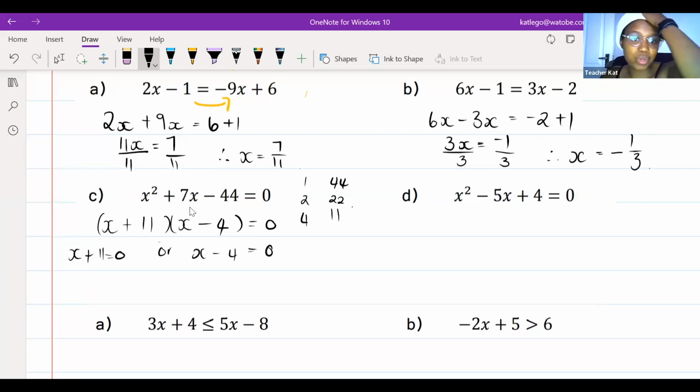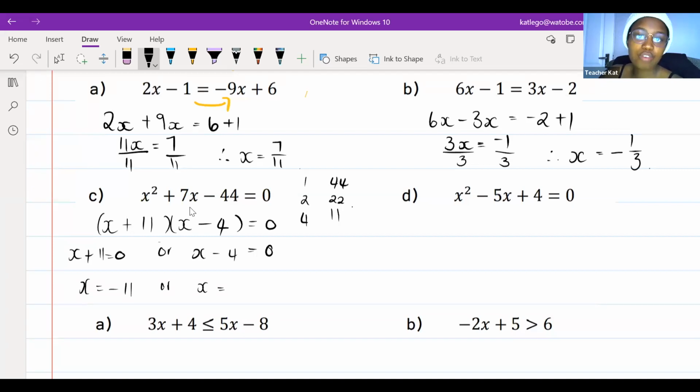Yes, just a little bit, ma'am. Beautiful. And now we're going to solve them separately. So what's my first solution for x? For x plus 11, what's my solution for that? It's going to be x minus 11. X is equal to negative 11, or x is equal to? Negative 4. Look carefully.